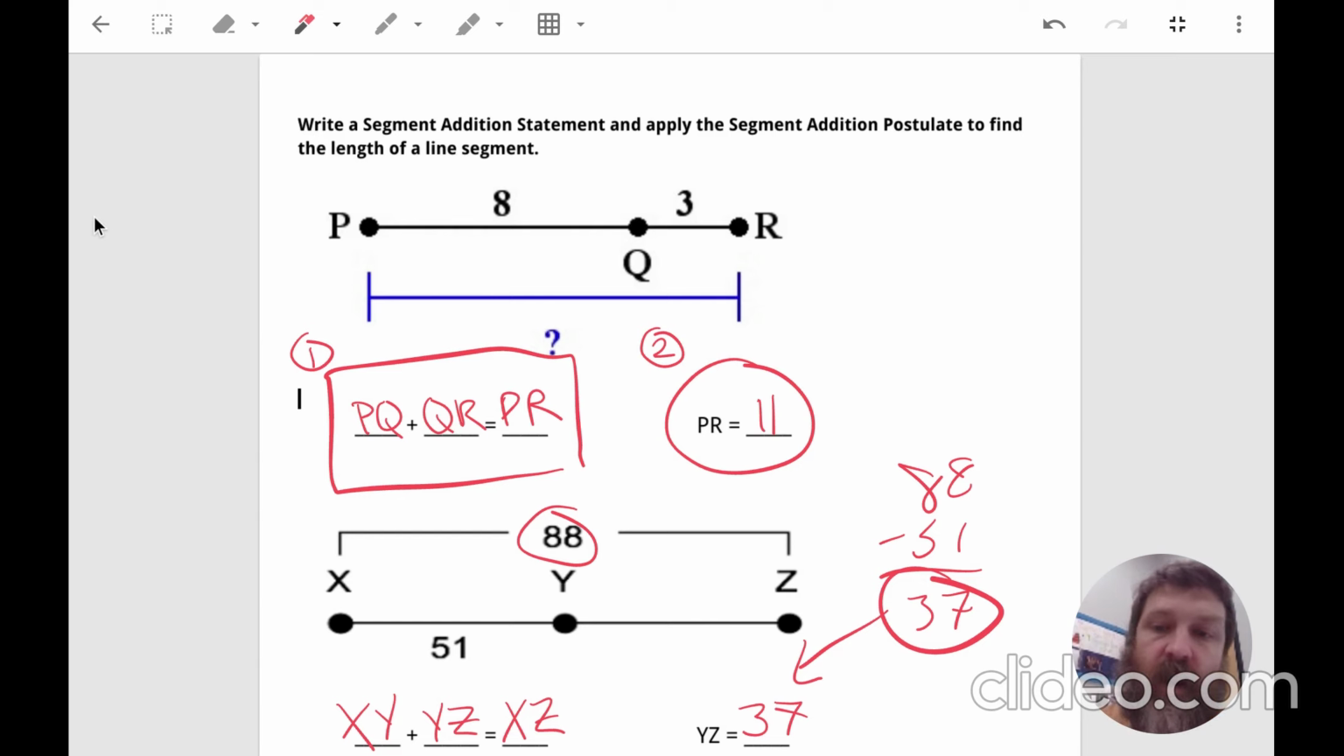So notice how no matter what, in the first part of the problem, you're writing the statement just part plus part equals whole, and then in the second part, you're just doing whatever the math tells you to do. There's one more problem at the bottom of the page that you can go ahead and do on your own.